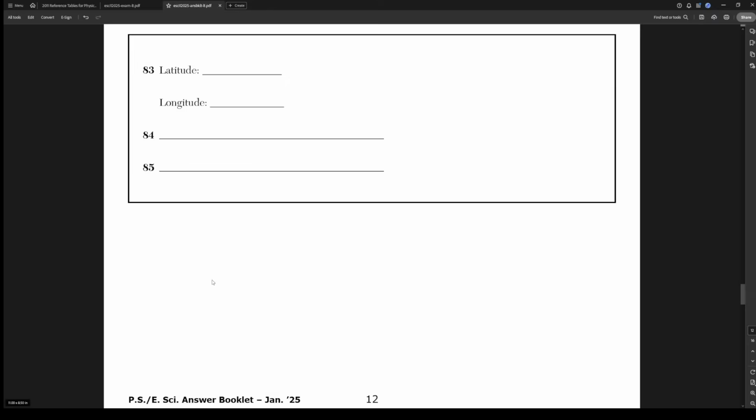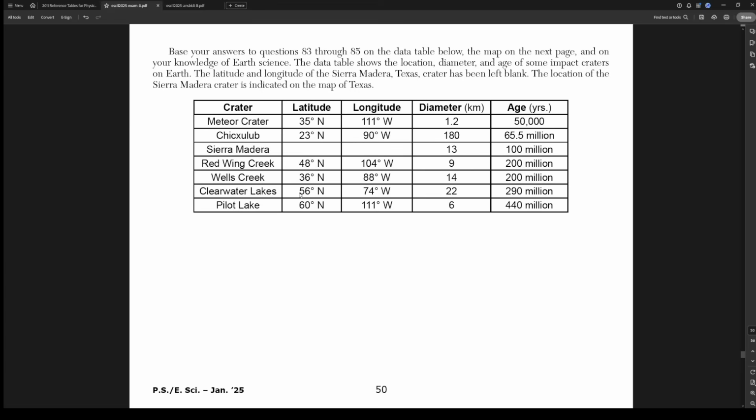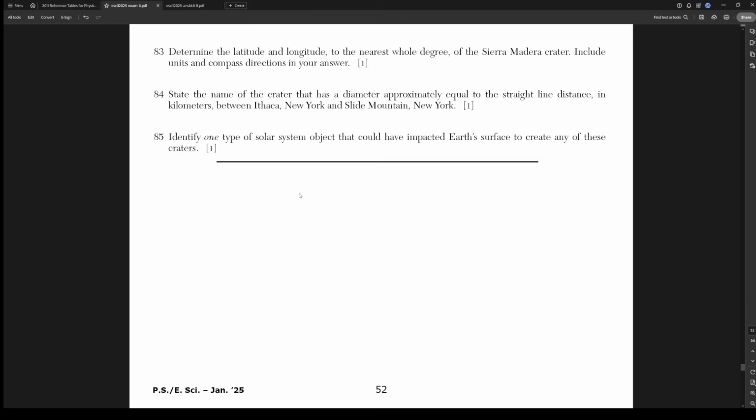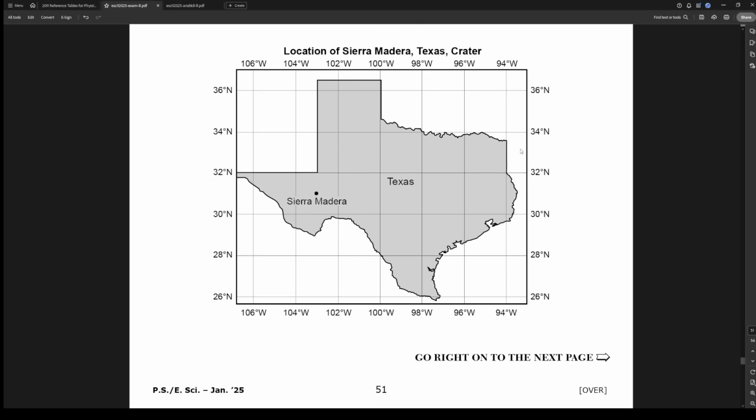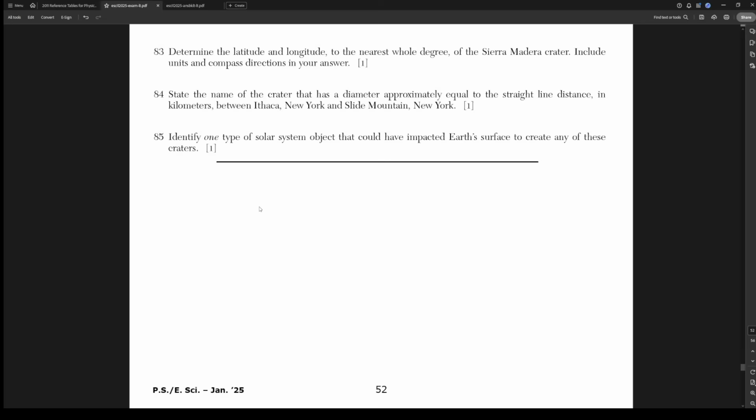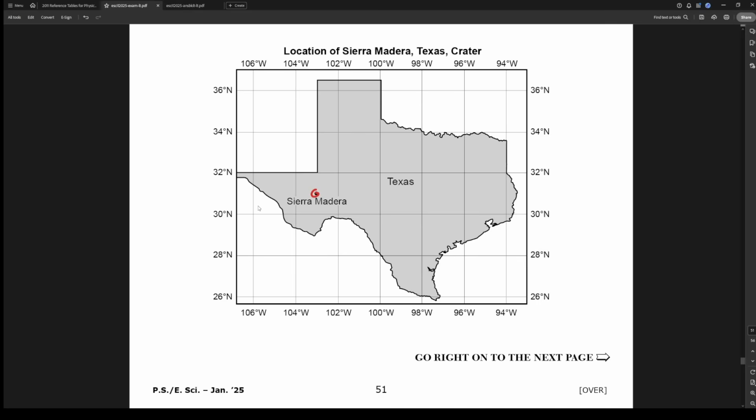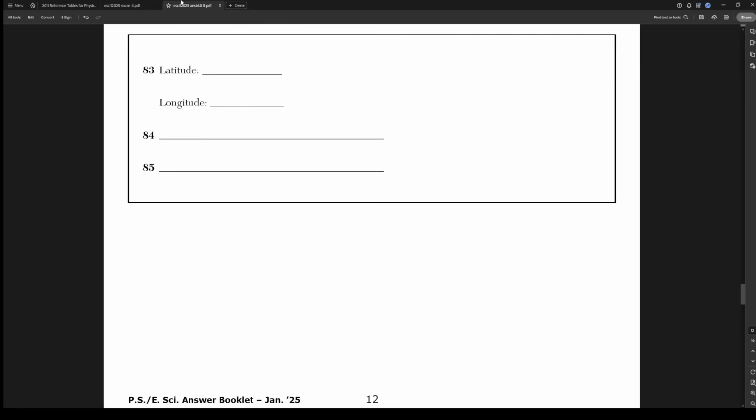All right, 83. Ooh, latitude and longitude. Let's see. Okay. What's the question? Determine the latitude and longitude of the Sierra Madera crater. It's right there. And what do they want us to do? To the nearest whole degree? Okay, yeah. I was going to say this is estimated. So it's between 32 and 30 north. So 31 degrees north, and then right here is 103 degrees west. Wow, that is super duper basic. 31 north, 103. You got to put your directions on that or you won't get the credit.